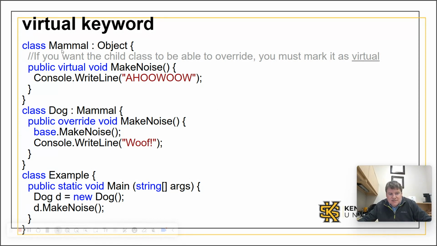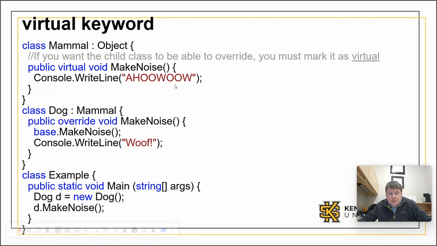So here we have a class mammal, which is a child of object, because everybody's a child of object. And then we say public virtual void make noise. So there's a method, it returns void, and it's called make noise. It takes in no parameters, but it's virtual, which means the child is permitted to override it. And then you have your console.write line.